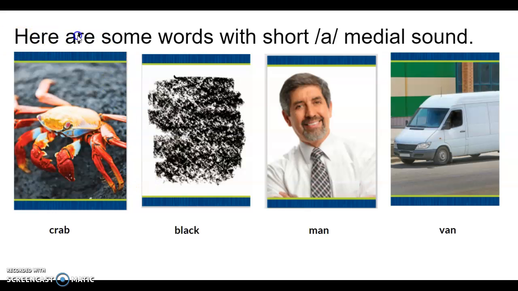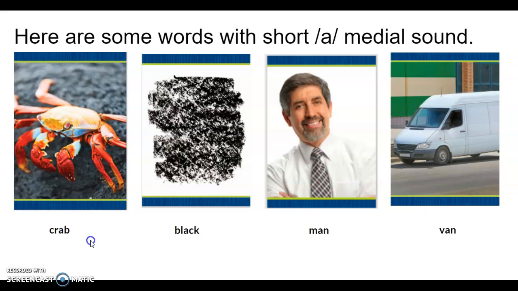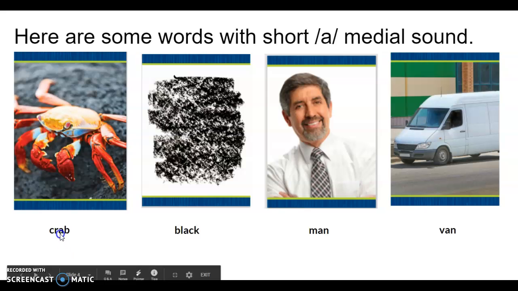So here are some words with the short A medial sound. If you notice, all of these words have the A in the middle of the word. This would be the beginning of the word. This would be the end of the word. If you think of a sandwich, the top piece of bread is the beginning sound. The bottom piece of bread is your ending sound. And the cheese and the ham, or whatever you put on your sandwich in the middle, is going to be the short ah sound. Okay, so that's what we're looking for right here.